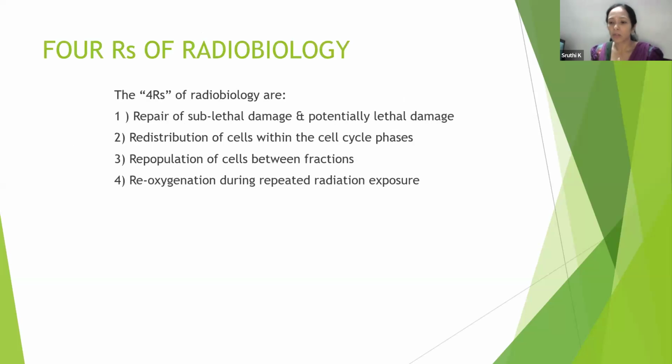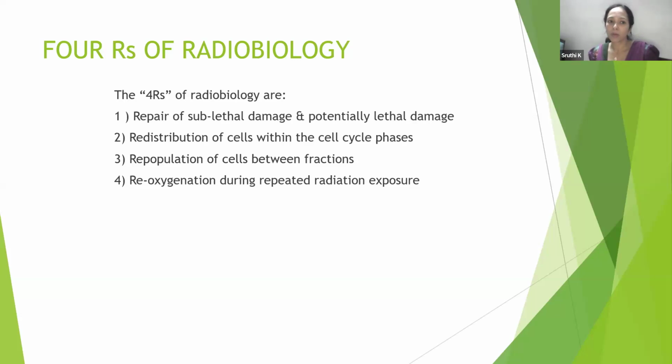So when we talk about radiobiology, how does this radiation act? We talk about the 4 R's of radiobiology. These 4 R's mainly deal with repair of sublethal damage and potentially lethal damage. That means whenever you give radiation, if the damage is lethal, there is cell death. But then there is sublethal and potentially lethal damage. When you change the microenvironment around the cell, you can reverse this. You can repair these particular damages which happen due to radiation.